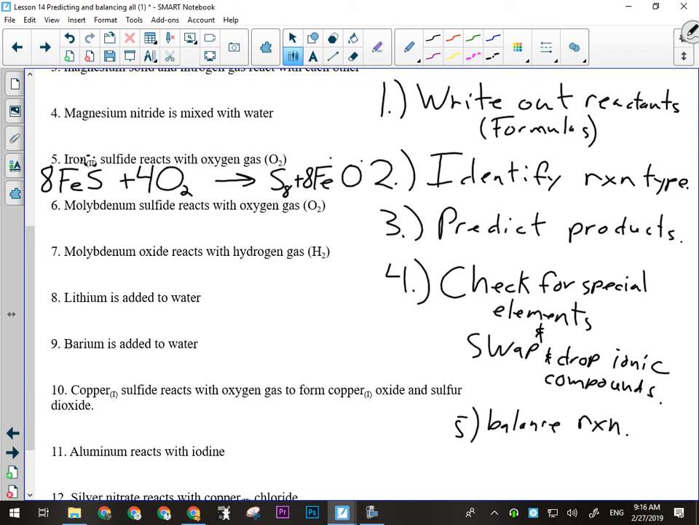So it's always those same 5 steps. Write out the reactants, identify the reaction type, predict the products, check for special elements, swap and drop ionic compounds, and balance the reaction.